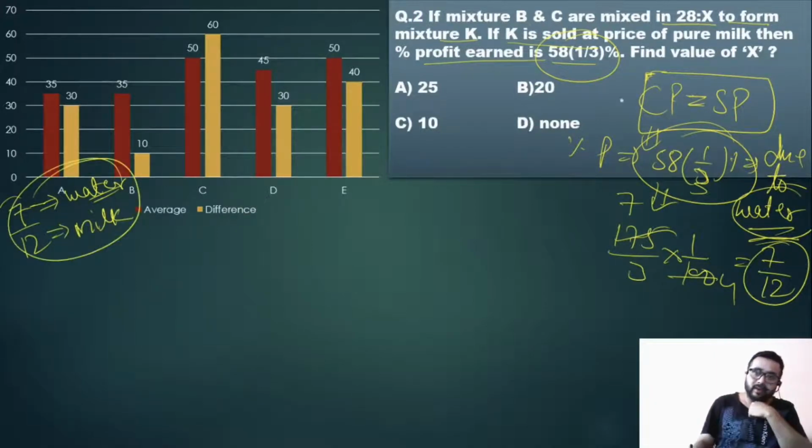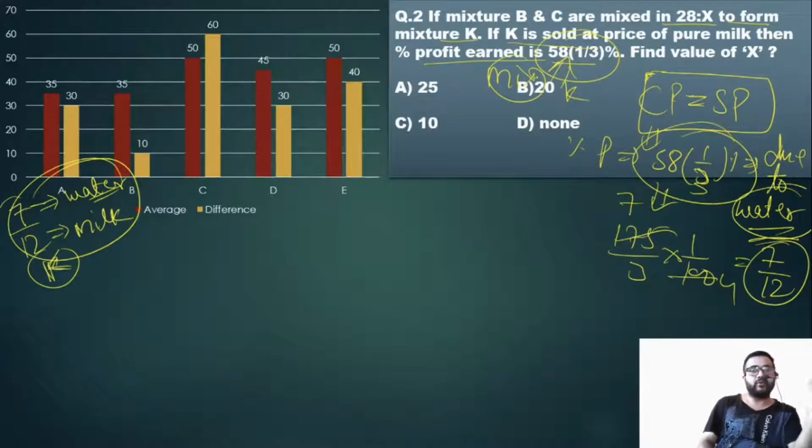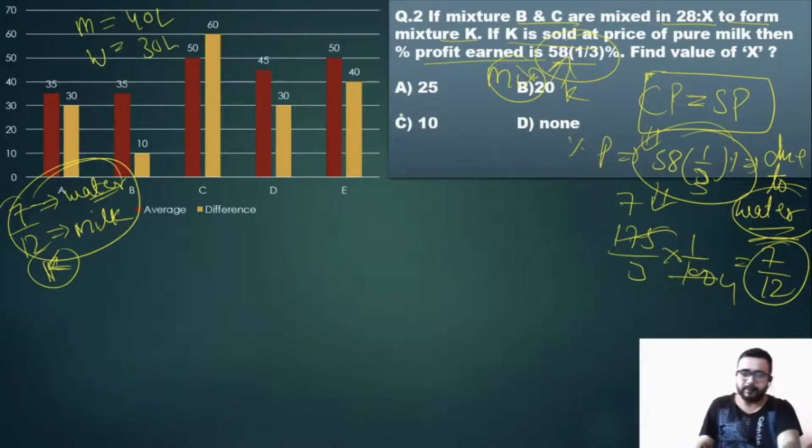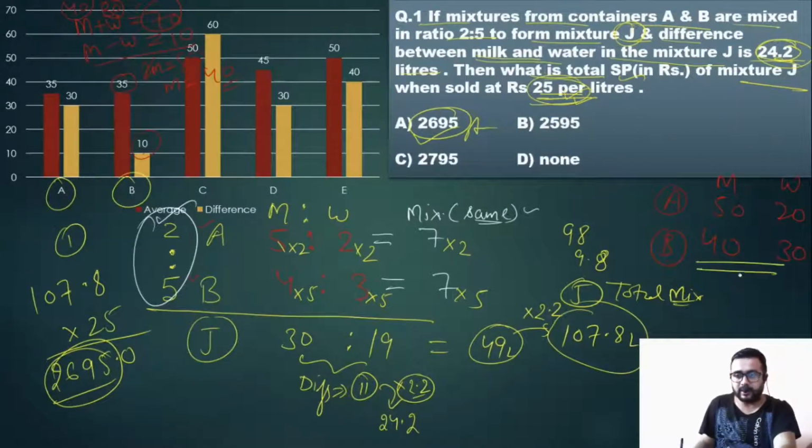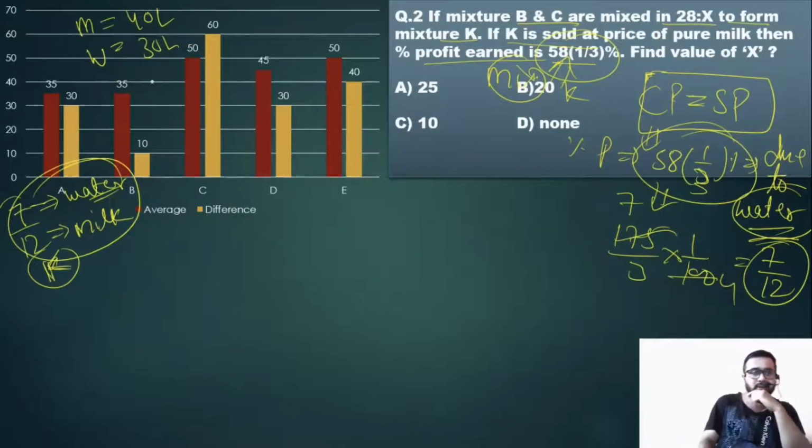So you are getting profit on mixture K. These are the quantities of mixture K. Okay, so in mixture K, you have milk 12 and water 7. Now this one is clear. Now see here, you have to add this B and C. In B, you have already calculated milk was 40 liters and water was 30 liters in the previous question. You have already calculated it here. Now we are using this in the next question.